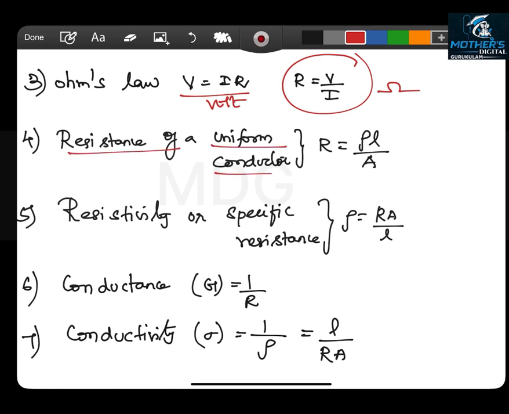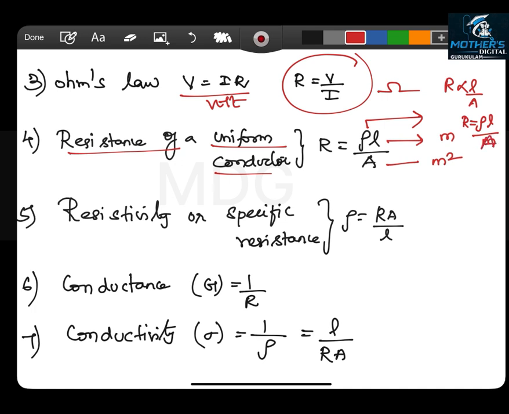Resistance of a uniform conductor. So R equals rho L by A. Rho is the resistivity. It's a constant. L is the length of the material, which is measured in meter. A is the cross-sectional area of the material, which is measured in meter square. So we know that R is proportional to L and R is inversely proportional to area. So when you replace your proportionality sign, you will get a constant, which is rho. Hence the formula is R equals rho L by A.